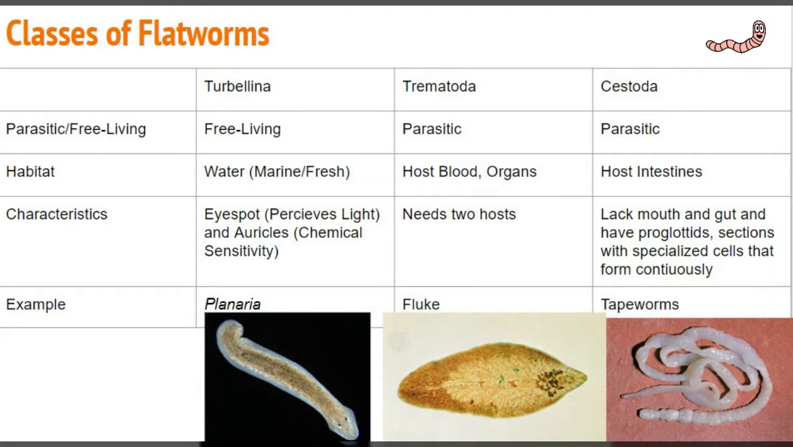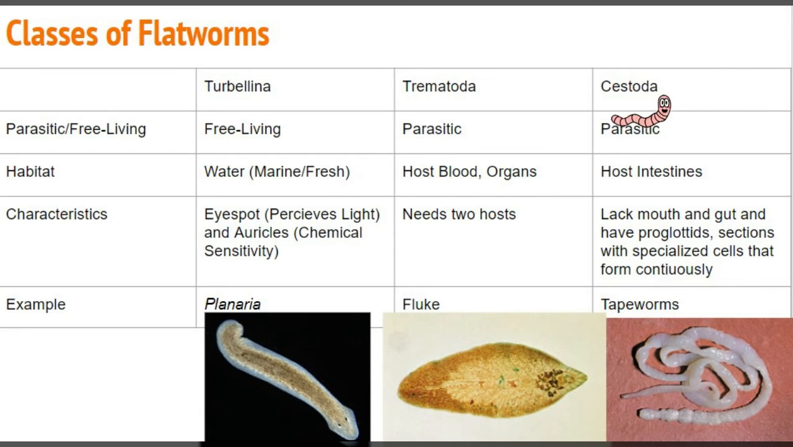Over here we have some classes of the flatworms. They can be parasitic or free living. As you can see here, Turbellaria is free living. Its habitat is water, either marine or fresh water. It has an eye spot which perceives light, and auricles, which are chemical sensitive. An example of one is the planaria. That's maybe what you think of when you see a flatworm, although the picture before is also a very cool worm. Then this is Trematoda. It's parasitic, hosts blood and organs, and needs 2 hosts, and the example is a fluke.